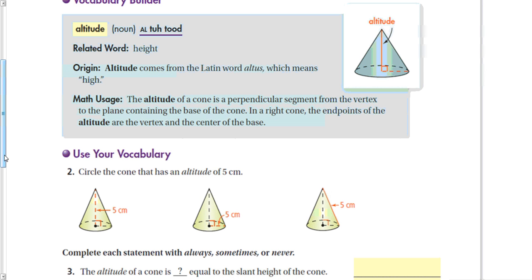So in number 2, I would like you to try this one. And what you're doing, we want to find an altitude of 5. Pause the video, please.